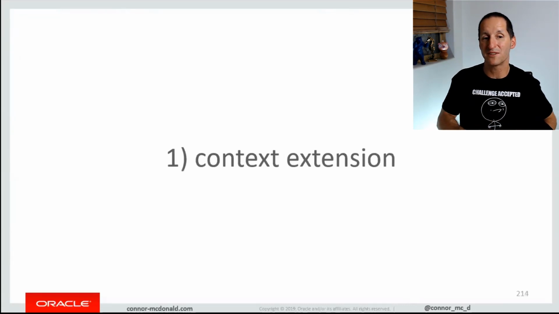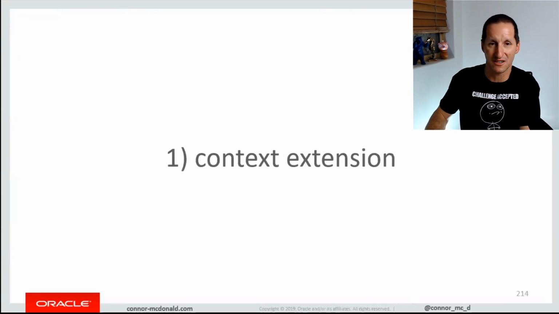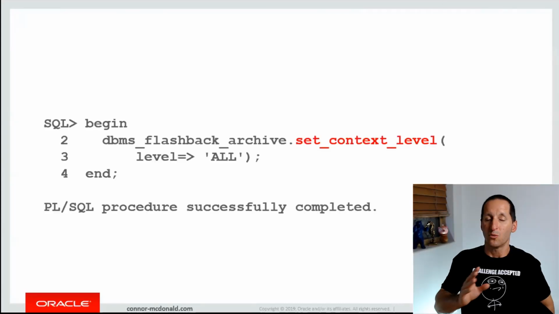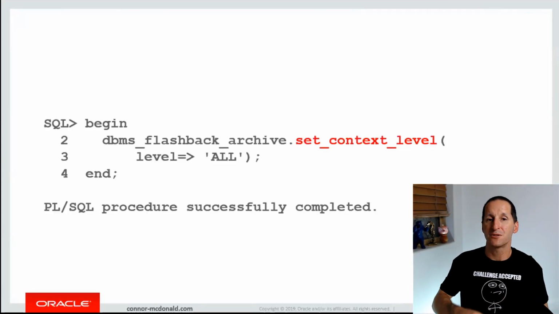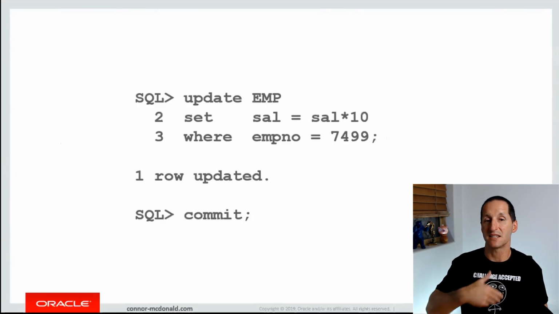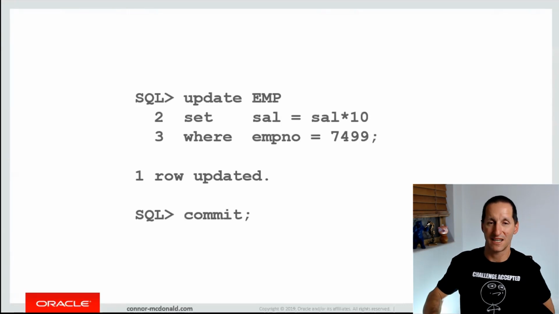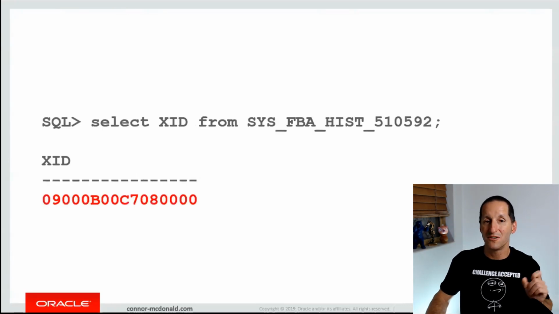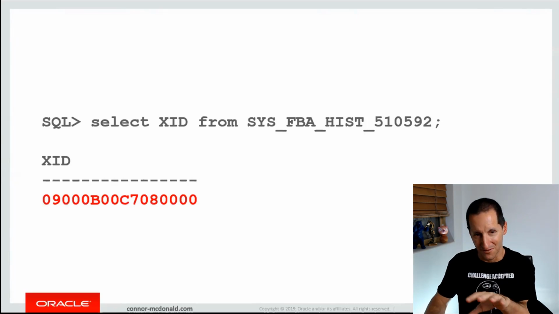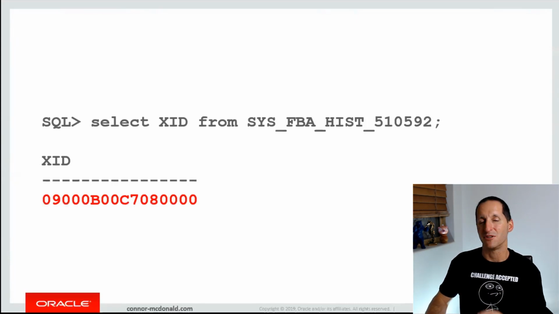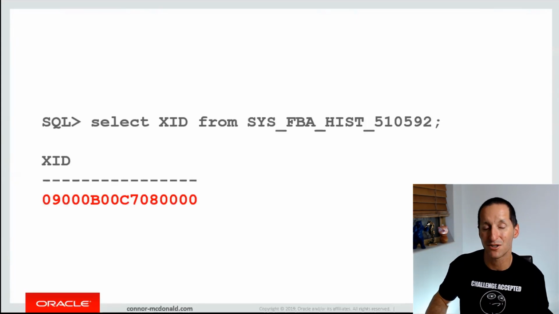So number one is we have a thing called the context extension ability in Flashback Data Archive. When you're nominating a Flashback archive, you can also nominate what's called a context level. And what that does is now when you do DML and that information is captured into a Flashback Data Archive, once you know the transaction ID, and I'm querying the history table directly here, but you could obviously get it using a Flashback row versions query.